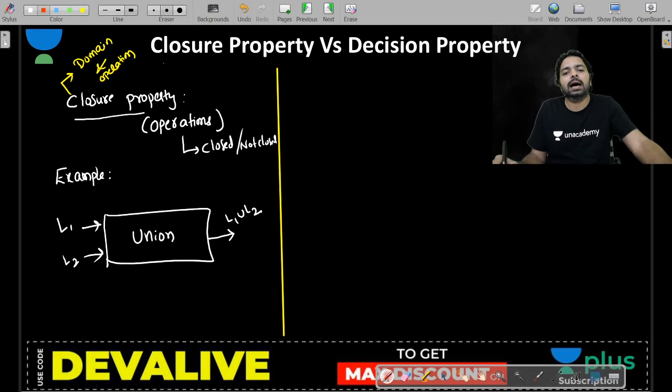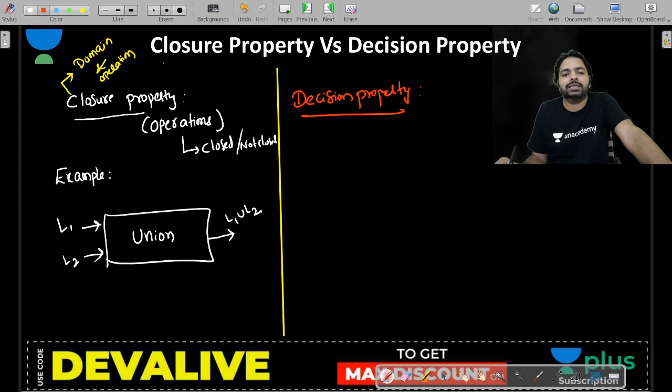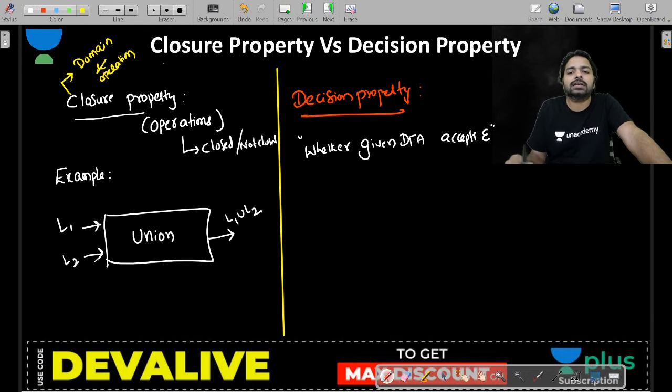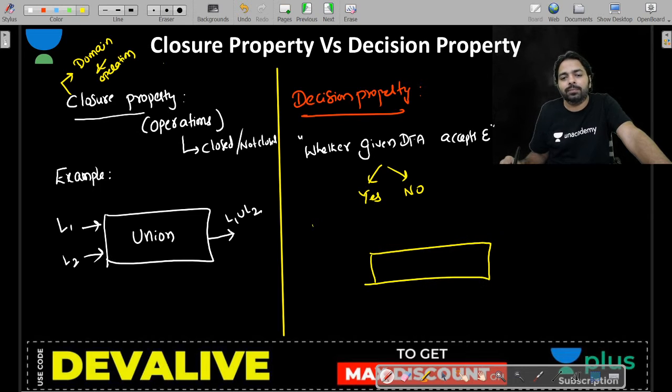Now today I am going to talk about decision property. Decision property basically depends on two things. You ask me anything, like whether, as I gave examples yesterday, a given DFA accepts, let's say, epsilon. Here the answer is yes or no. This is called a problem. The input, maybe you have given a DFA, this is your input.